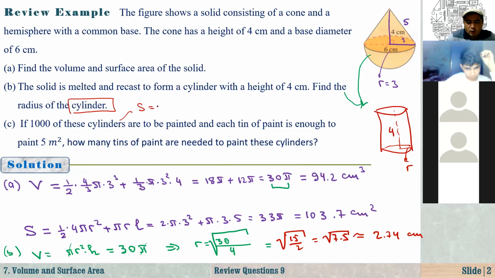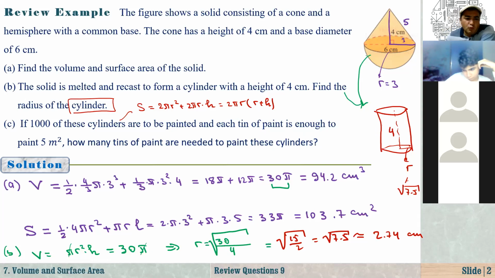What is the surface area of one cylinder? That's equal to top and base, that is 2 times pi r squared. And the curved surface area or lateral surface area, that is 2 pi r times h, which is equal to 2 pi r times (r plus h). We know the radius and we know the height. Height is 4 and radius is square root of 7.5. Okay, so that is for 1.